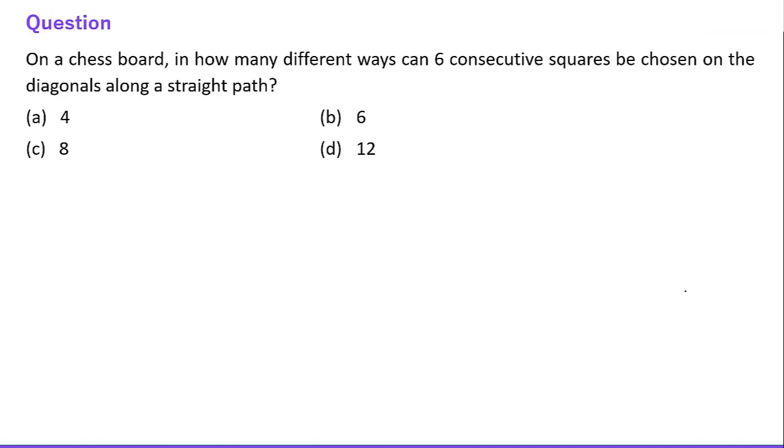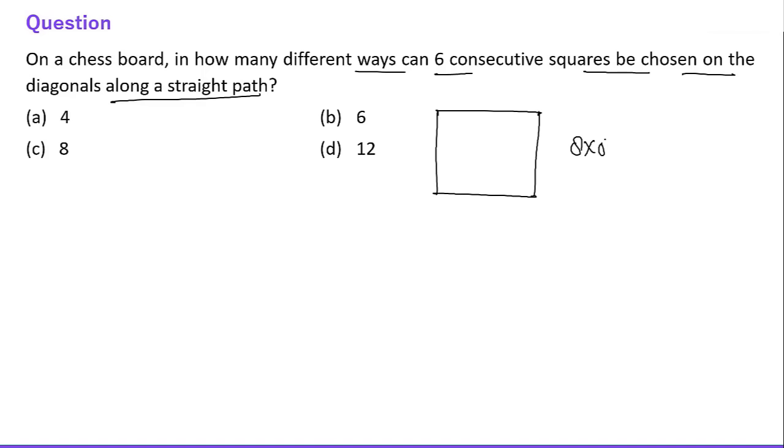Question is saying, in a chessboard, how many different ways can 6 consecutive squares be chosen on the diagonal along a straight path, sorry. See everyone, chessboard is what? Chessboard is a square shaped 8 by 8 order grid, right? It is a square shaped 8 by 8 order grid. So obviously we have two diagonals. This is one diagonal and this is another diagonal, right? We have two diagonals, okay? So diagonal looks like this. In chessboard, diagonal looks like this.